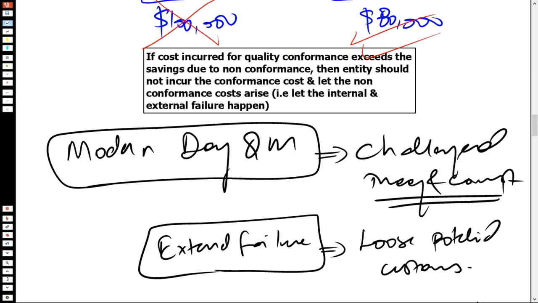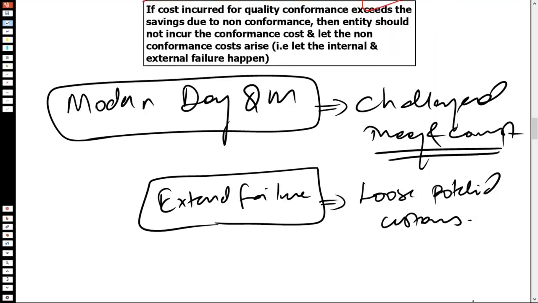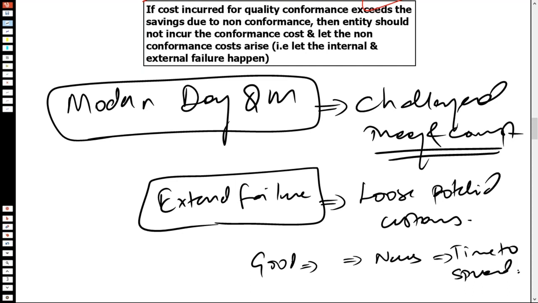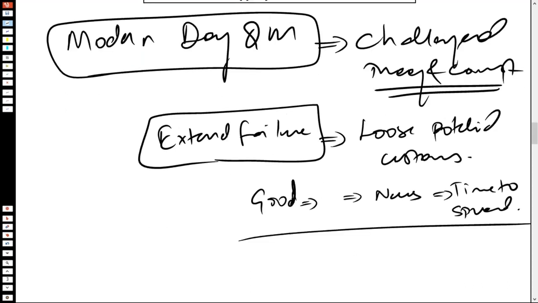Why would you tend to lose so many potential customers? Because generally speaking, if you are good, this specific news may take time to spread. But if you are not good as an organization, then ultimately this news is going to spread very fast, and every single person who is not even your customer would come to know that you are not a good organization. So let me try to help you with this.